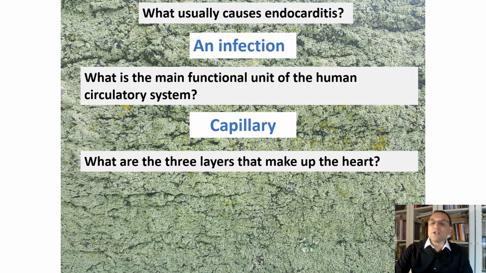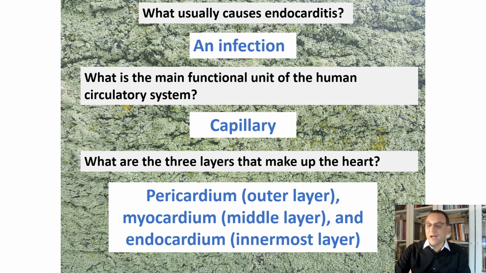What are the three layers that make up the heart? Pericardium, outer layer, myocardium, middle layer, and endocardium, innermost layer. For students who actually learn the prefixes, this shouldn't be very difficult. Peri means around, cardium, heart, around the heart. Myo means muscle, myocardium, middle heart, cardiac muscle is in the middle. And endocardium, endo means inside, and cardio, heart, right? So obviously it is the innermost layer, the lining of the heart.